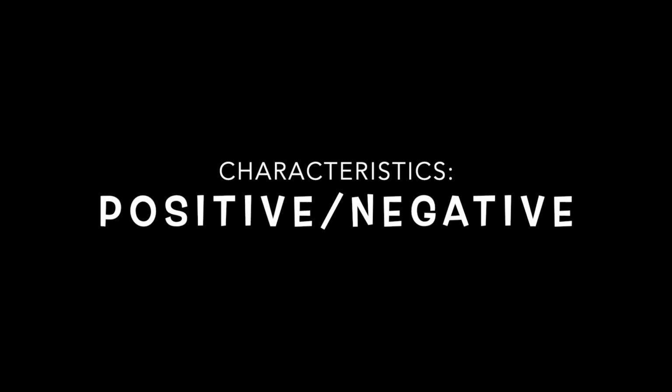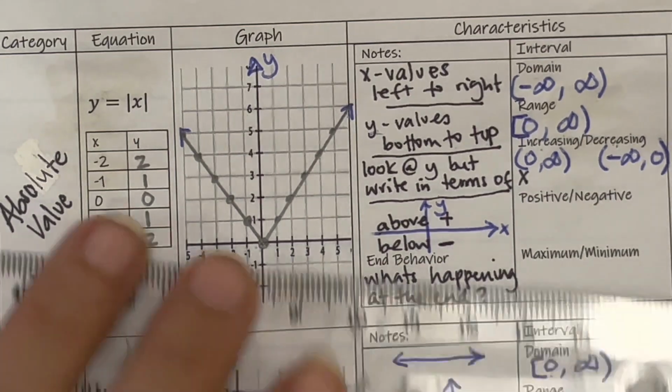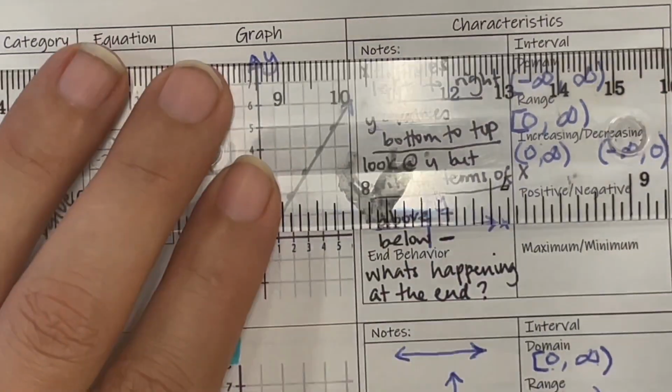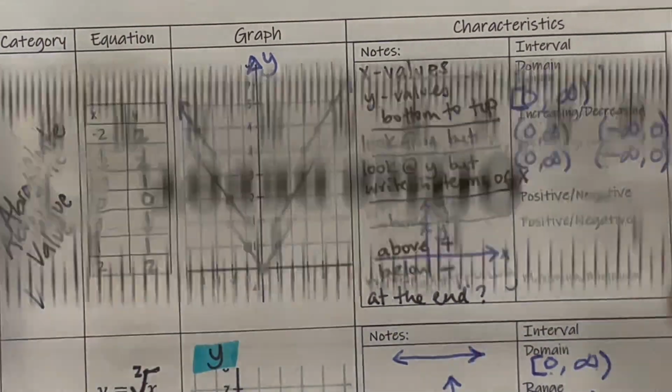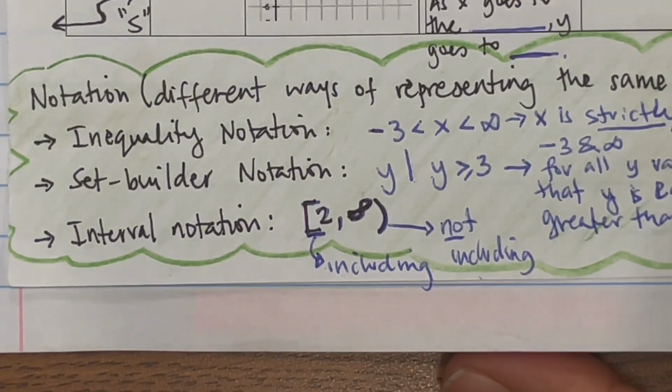All right, still continue with characteristics. We're looking at just when is it positive, when is it negative. So when it's above the x-axis, it's positive. When it's below the x-axis, it's negative. Okay, and you write it in terms of x. So where is this graph? It is all above the x-axis.